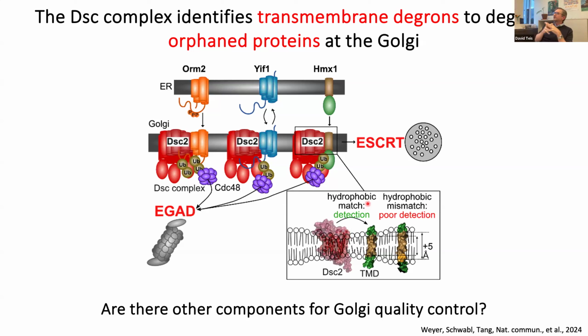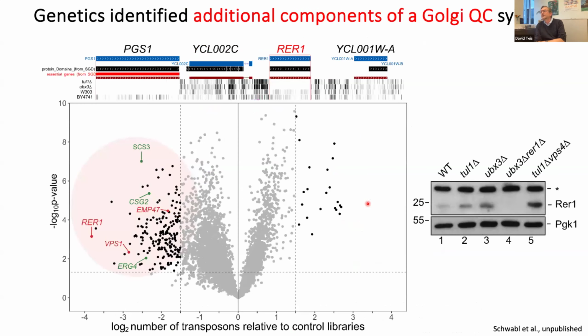So once we understood this process a little bit better, Iduna started to ask, are there other components to this Golgi quality control system? And are these components, together with the DSC complex, perhaps essential for the survival of yeast cells? So we conducted another genetic screen in which we, together with the Cornmann lab in Oxford, used an approach called SATAY, which is saturated transposon analysis in yeast.